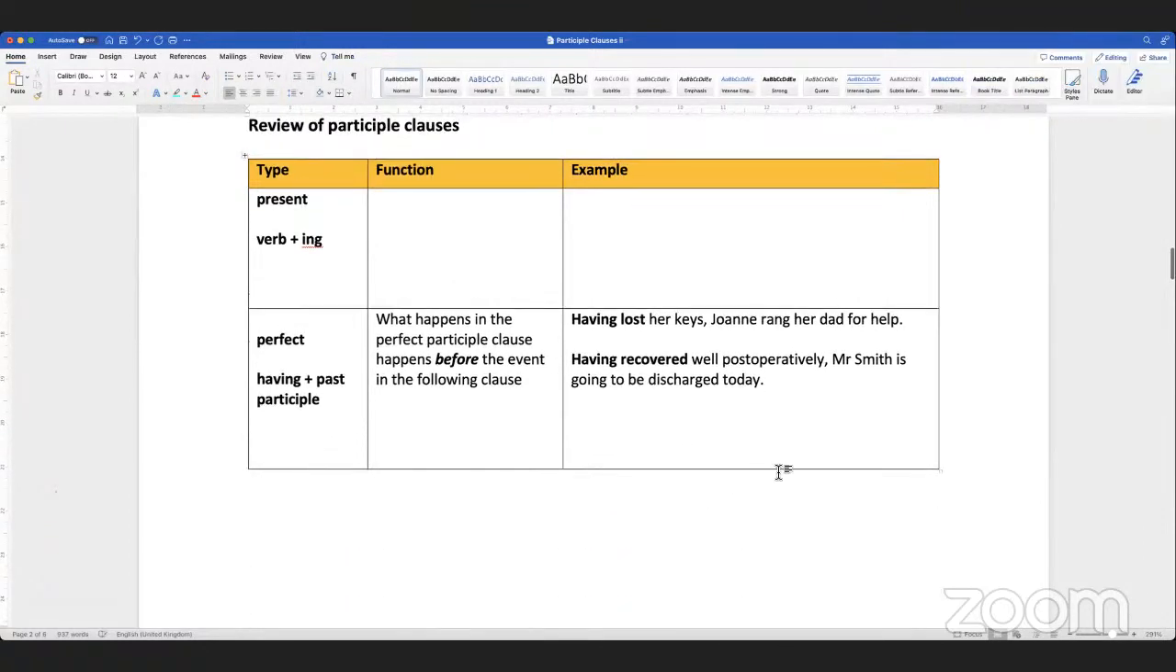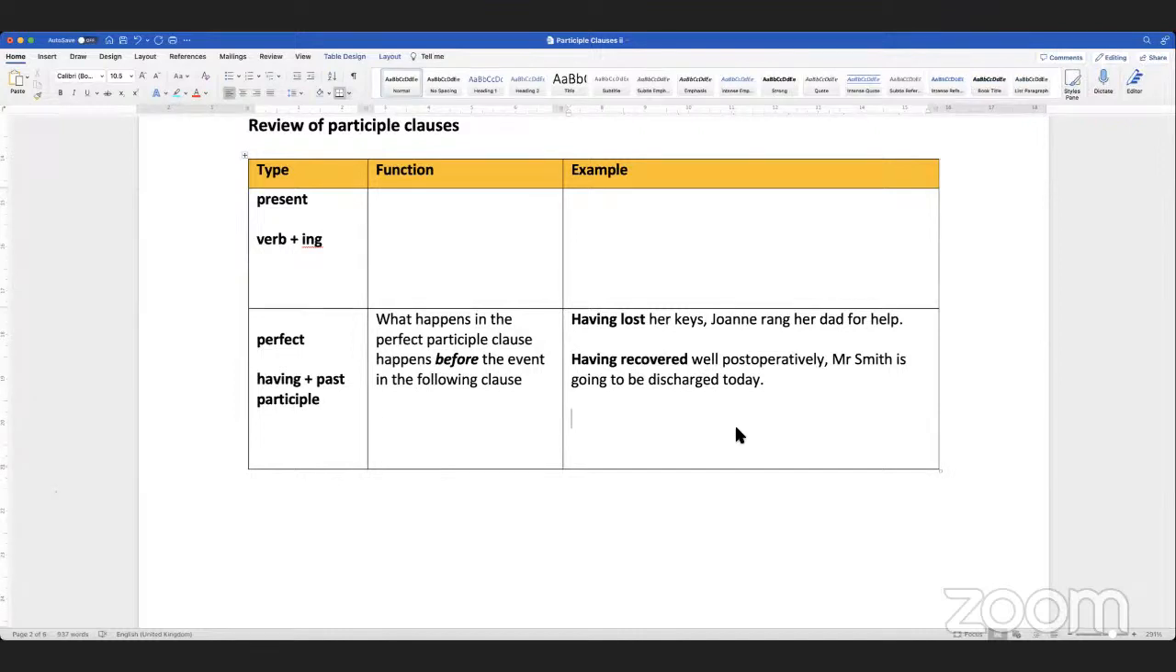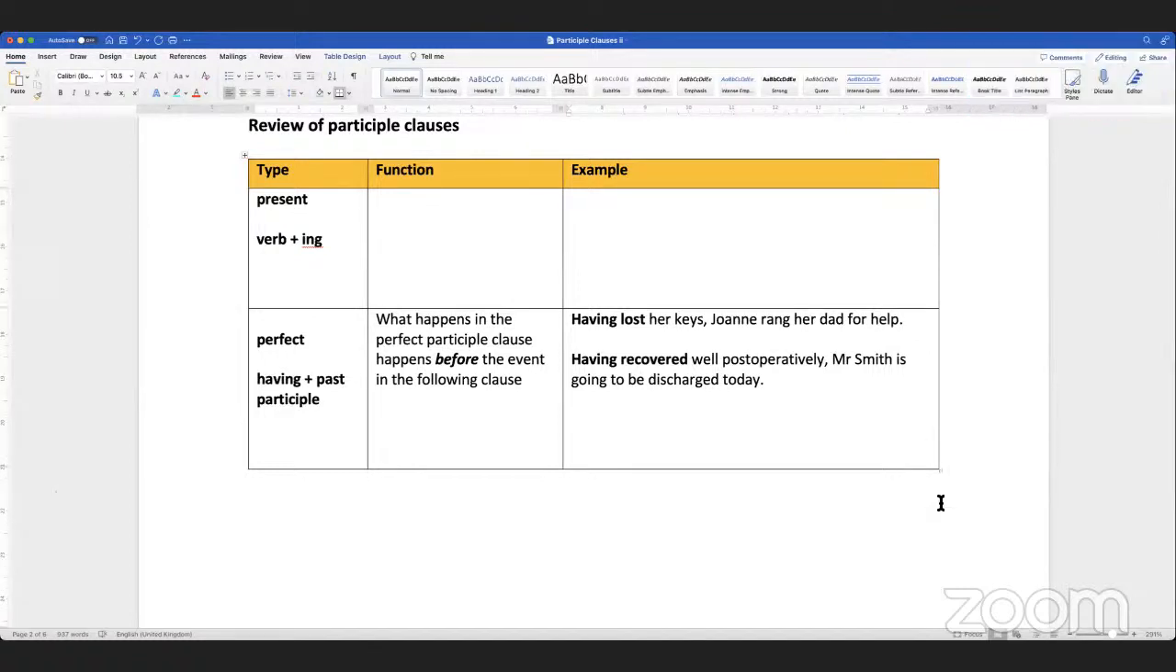Yes, I have a question. Having recovered well post-operatively, Mr. Smith is going to be discharged today. The second clause is a future, is it? Like going to be discharged. Exactly. Yeah. So, but this is the present participle, yeah.